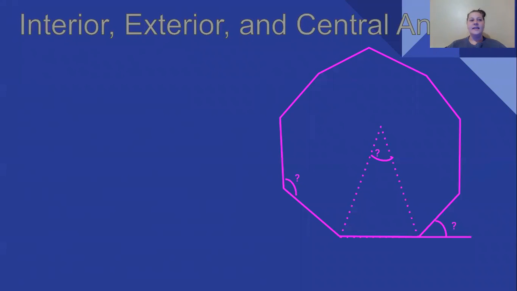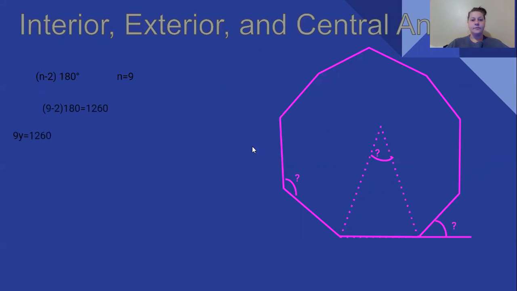Now we move on to interior, exterior, and central angles. So where are they located? What are they for? So again, we're going to use this same equation. This has 9 sides. N minus 2 times 180, with n equaling 9 for this shape. It has 9 sides, so it's called a nonagon. And so the sum of all interior angles would be 1260.